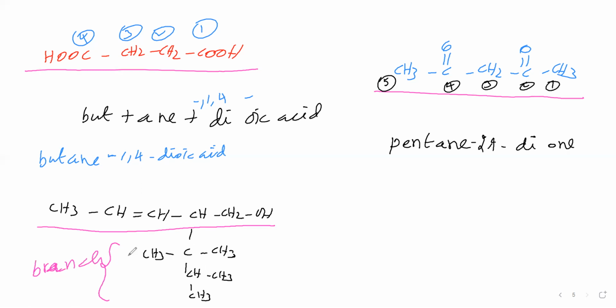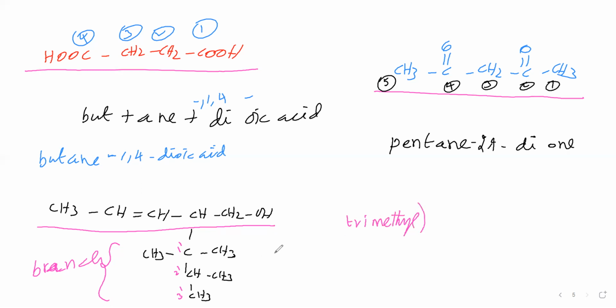How to select the parent in the branch: start from the carbon which is directly attached to the parent chain. This is 1 dash, then 2 dash, then 3 dash. This is the parent in the branch. In this parent, how many branches are there? 1 methyl group here, 1 methyl group here, 1 methyl group here. So totally 3 methyl groups, that means trimethyl.